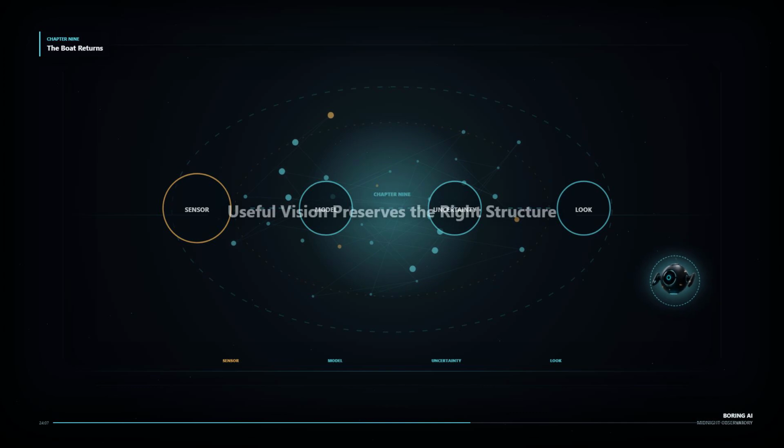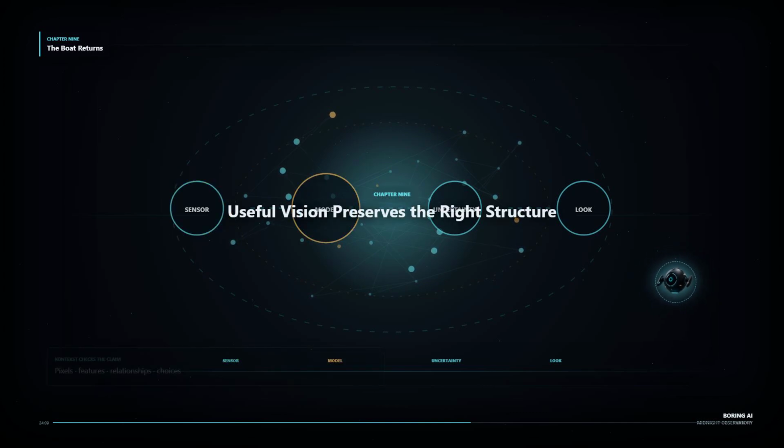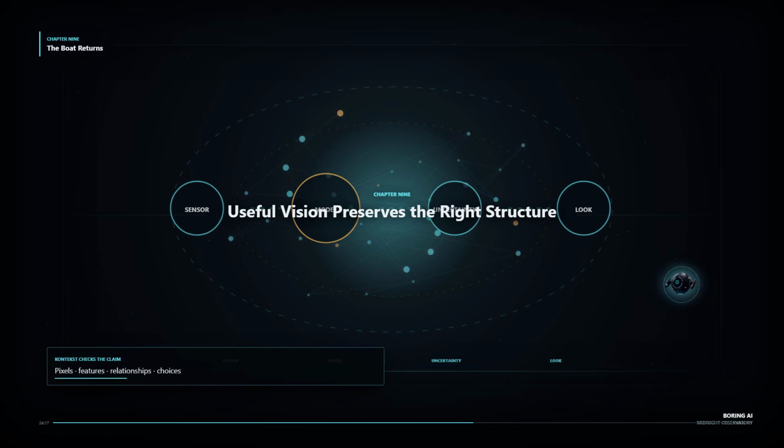Chapter 9. The boat returns to water. Before the boat returns, we can walk once more through the observatory and notice several details that are easy to miss when the transformations happen quickly.